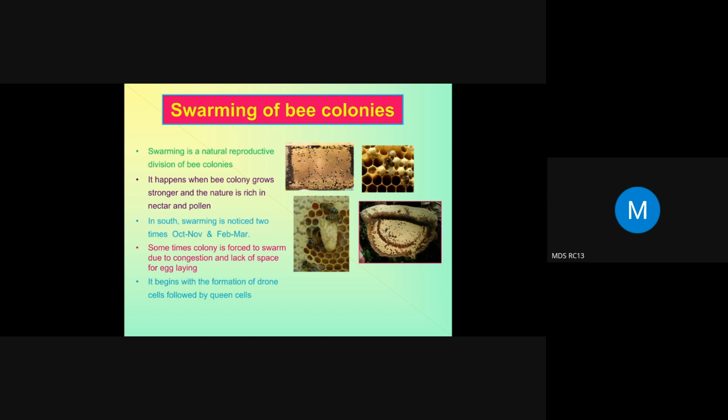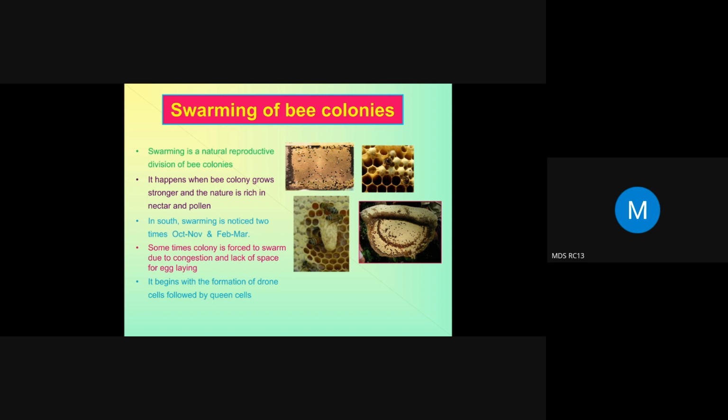It happens when the bee colony grows stronger. So the first condition is during colony division, which is a natural process. It happens when the bee colony grows stronger and nature is rich in nectar and pollen. In South Indian conditions, swarming is noticed 2 times, in October, November, and in February, March.